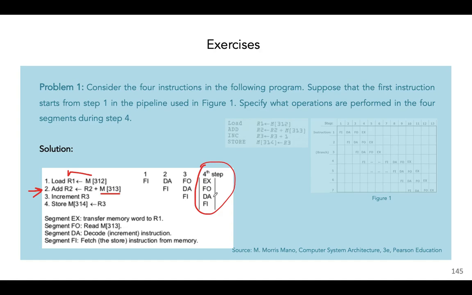For the third instruction, it is in the decoding phase. What's happening in instruction 3? The increment instruction, right? So simply, the increment instruction is being decoded. For the fourth instruction, it is still being fetched, right? So simply, this fourth instruction is still being fetched from the memory. And that is all you had to do in this question.